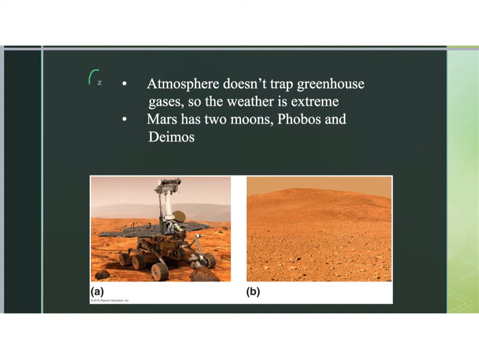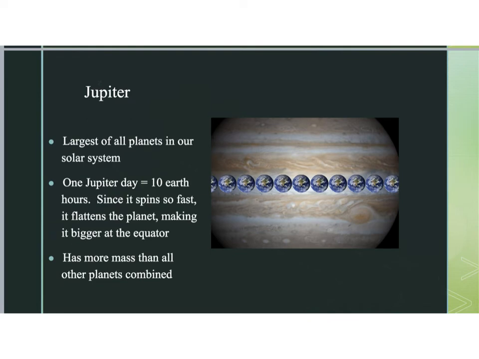Oh, there's the Z. I found it. Here's one of the rovers that was on Mars. One of the pictures it took. It has a lot of iron oxide in the rocks, in the dirt there, so it has kind of a red appearance. All right, Jupiter.